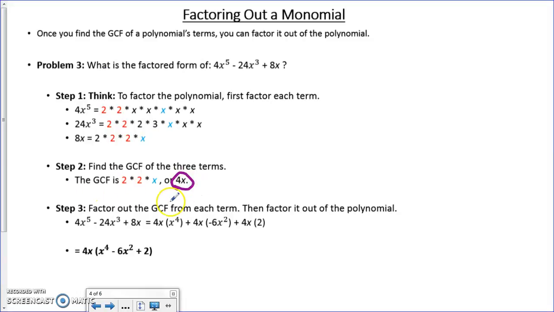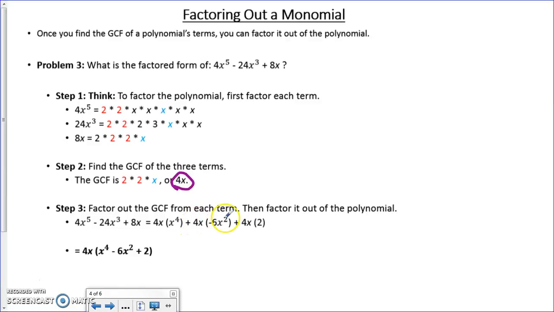Once you find the GCF, you can factor it out. So you put it on the outside, factor out the GCF from each term, then factor it out of the polynomial. So you take it out of every term. It's kind of like dividing it from every term. So you have to think, if I take 4x out of 4x to the 5th, what's left over? x to the 4th, because if I multiply these two, I would get 4x to the 5th. Plus, because 4x is positive.